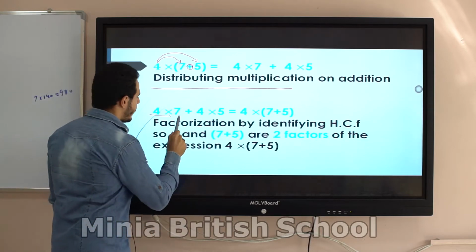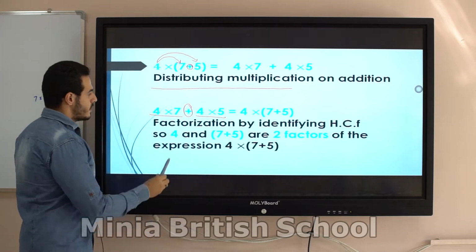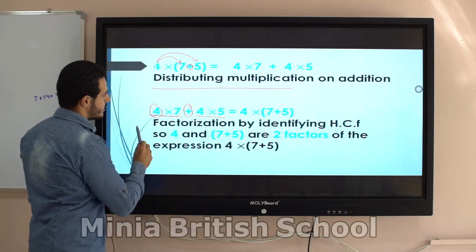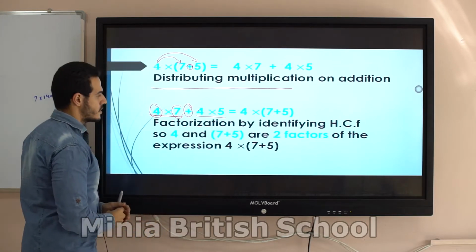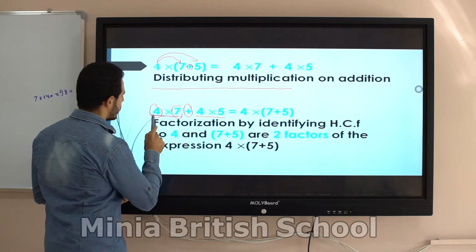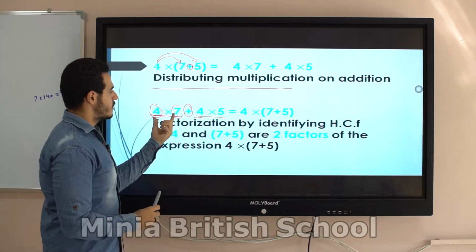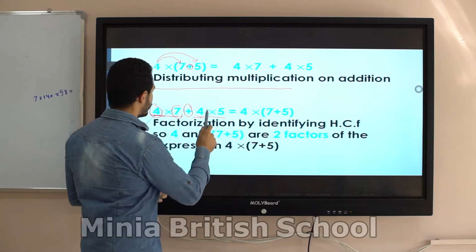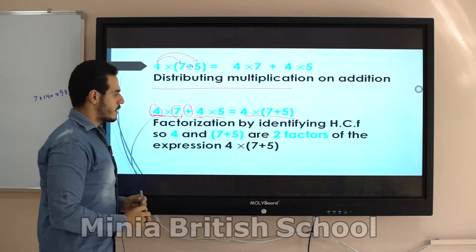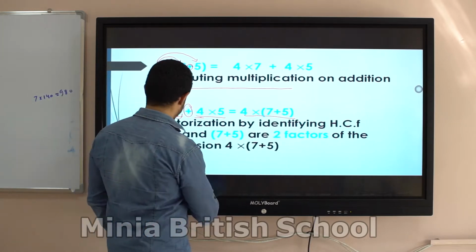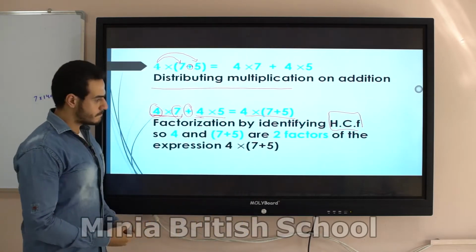Now, if we have 4 times 7 plus 4 times 5, 4 is a factor of this expression and 7 is another factor. And here 4 and 5 are factors. Where are the common factors? Common factors are 4 and 4. So I will take 4 from both expressions. So it will be 4 open bracket 7 plus 5. Okay? And this is called HCF, highest common factor. Okay?